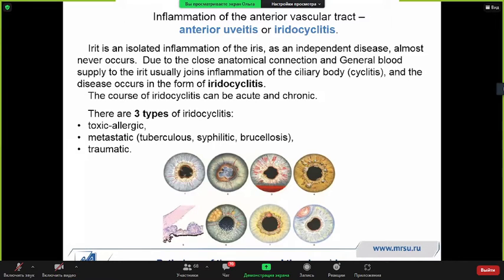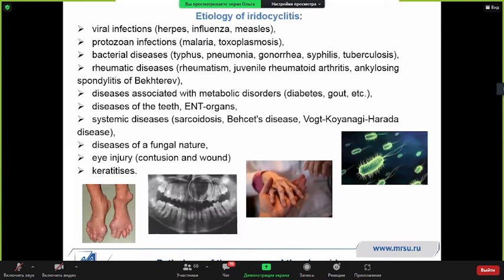Iridocyclitis. There are different types of iridocyclitis: toxic, allergic, metastatic, and traumatic. There are different signs of this process, and we speak about it too. But firstly, about etiology. Etiology is very different. It can be viral, protozoan, bacterial. It's of course metabolic diseases and diseases of the teeth and organs of the nose and mouth. Also rheumatological diseases such as Behcet, Vogt-Koyanagi-Harada. Also eye injury can cause iridocyclitis, and some keratitis can cause iridocyclitis too. So it's very various.